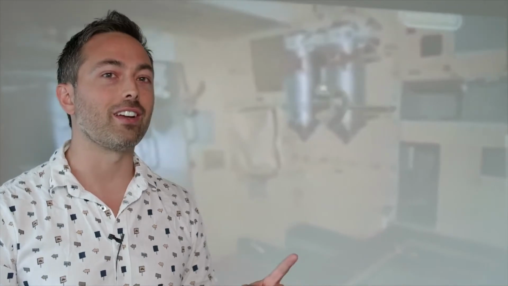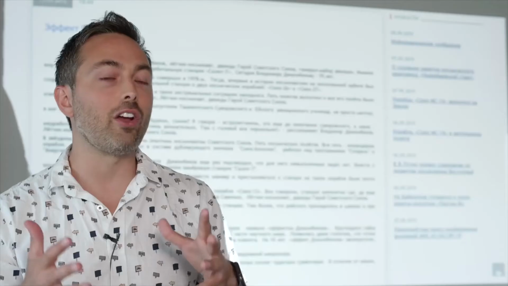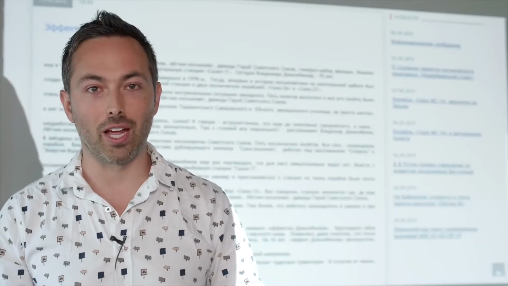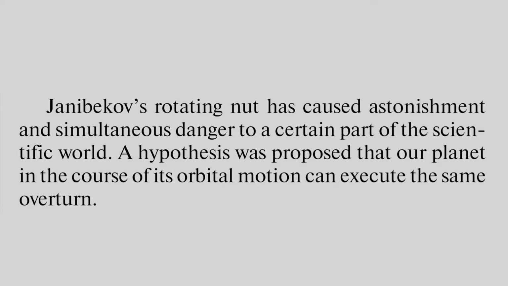Plus, on May 13th, 2012, the official site of the Russian Federal Space Agency, Roscosmos, posted an article in honor of Janibekov's 70th birthday. And in it, they said, "The spinning nut of Janibekov caused astonishment and simultaneous danger to a certain part of the scientific world. A hypothesis was proposed that our planet, in the course of its orbital motion, can execute the same overturn."